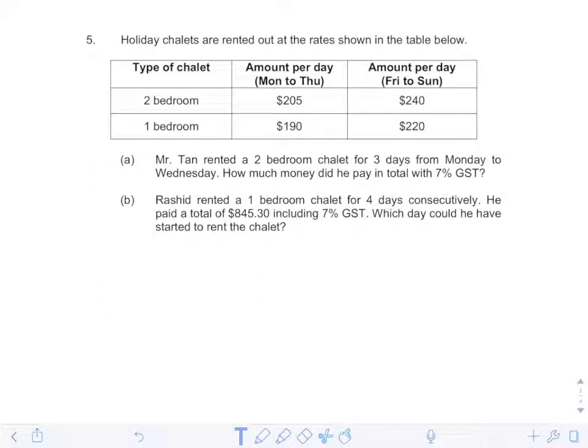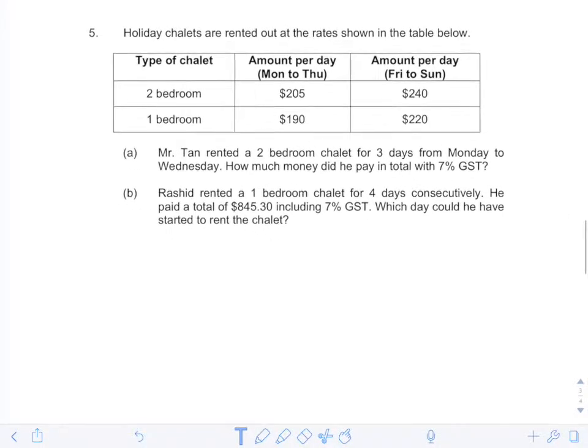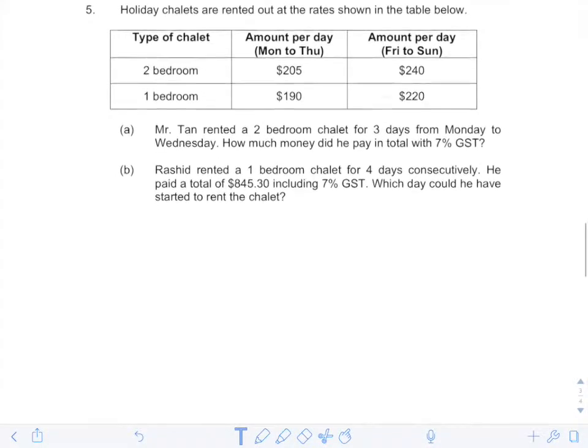Holiday chalets are rented out at the rates shown in the table below. 2 bedrooms, 1 bedroom, amount per day from Monday to Thursday, and from Friday to Sunday. So you have to take these two into account when you're doing your calculations. Mr. Tan rented a 2-bedroom chalet for 3 days from Monday to Wednesday. So Monday to Wednesday both fall inside this category over here.